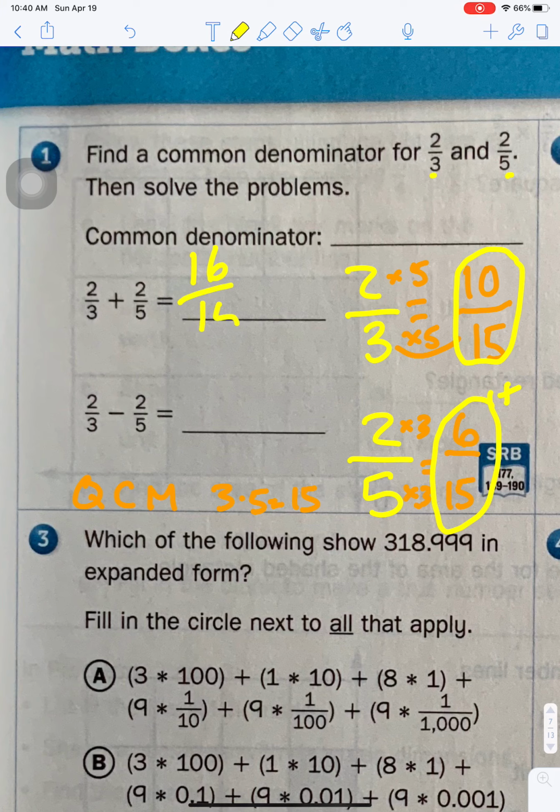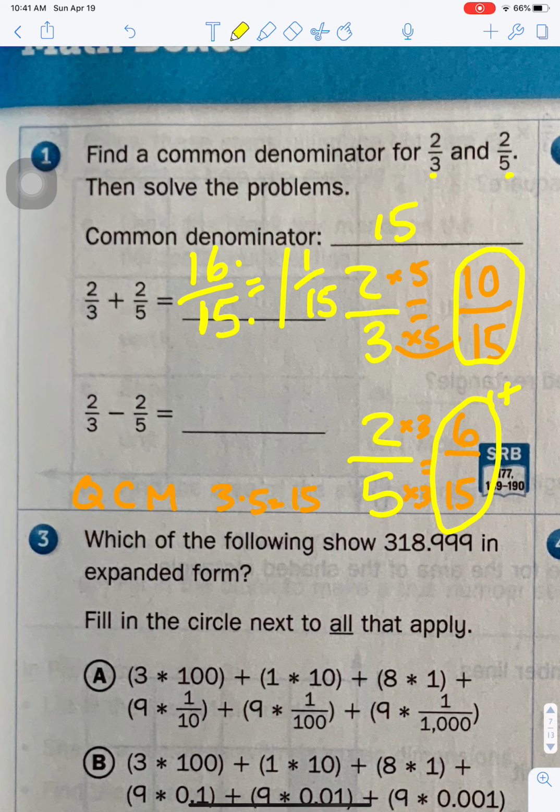Now for 16/15, notice that the numerator is greater than the denominator. When that is the case, you can find a mixed number. This is an improper fraction where the numerator is greater than the denominator. So we do 15 into 16 would be 1 and 1/15. I forgot to write up here, common denominator would be 15.